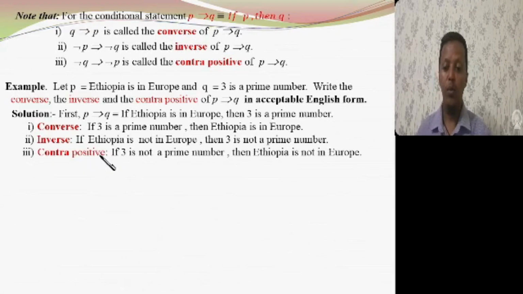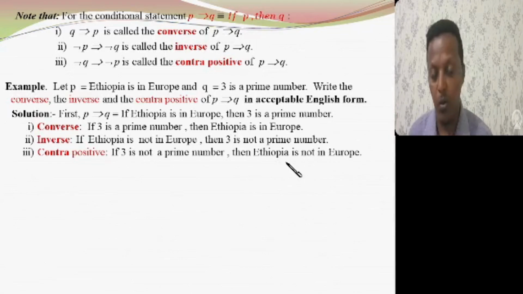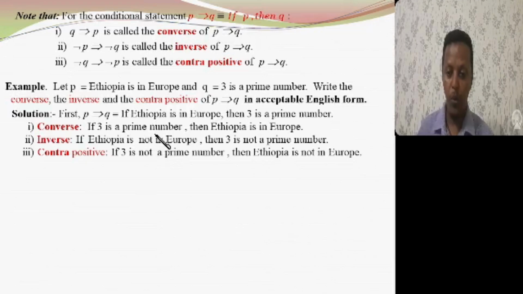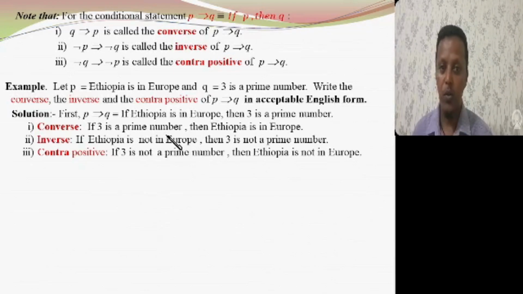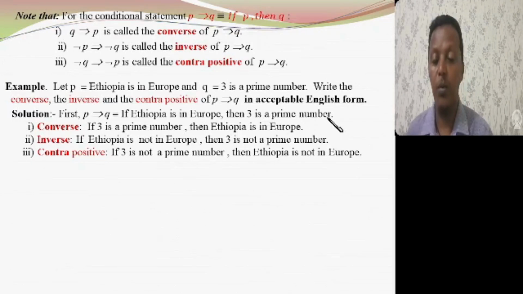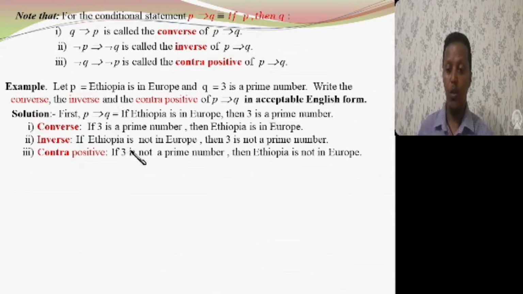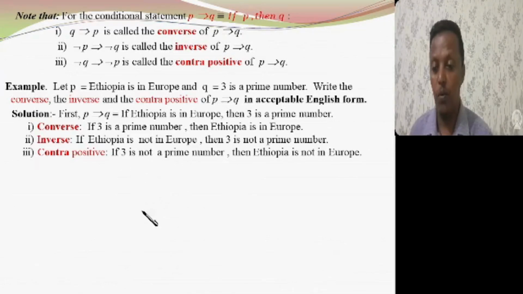The third, contrapositive: if negation Q, then negation P. If negation Q means if 3 is not a prime number, then negation P, Ethiopia is not in Europe. By the way, when we find converse, inverse, and contrapositive, don't bother about the meaning of the statement. Just follow the form. Now in logic, the contrapositive, if 3 is not a prime number, then Ethiopia is not in Europe, is equivalent to if Ethiopia is in Europe, then 3 is a prime number. They are equivalent. These two will have the same truth value for all logical possibilities.